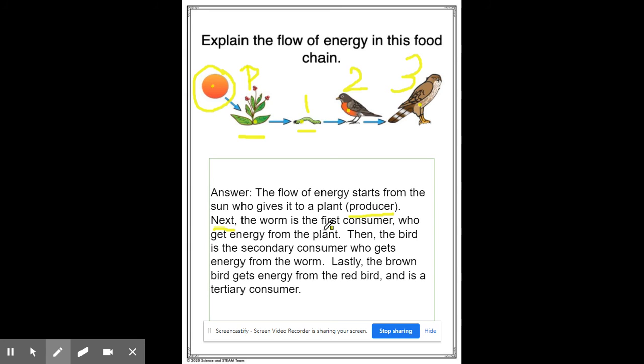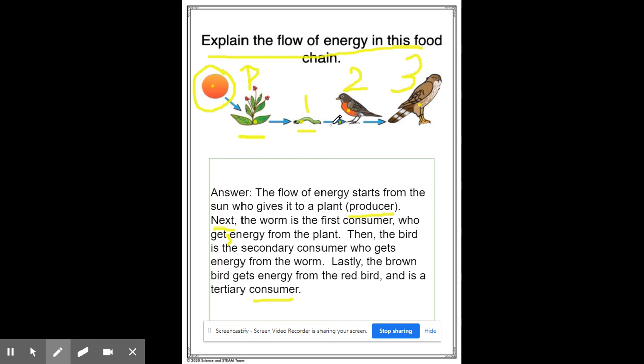The worm is our first consumer who gets, that should say gets, energy from the plant. Then the bird is the secondary consumer who gets energy from the worm. Lastly, the brown bird gets energy from the red bird and will be our tertiary consumer.